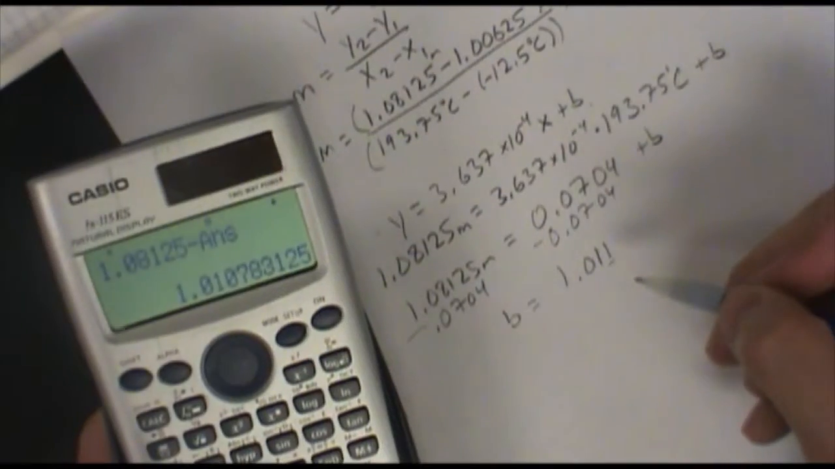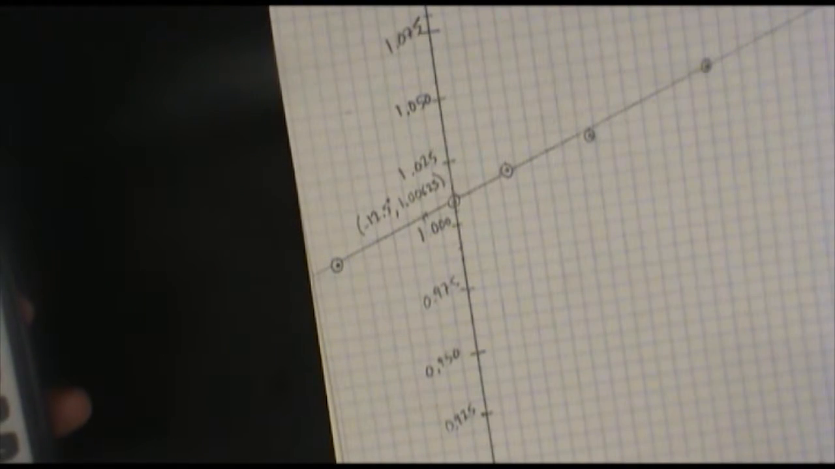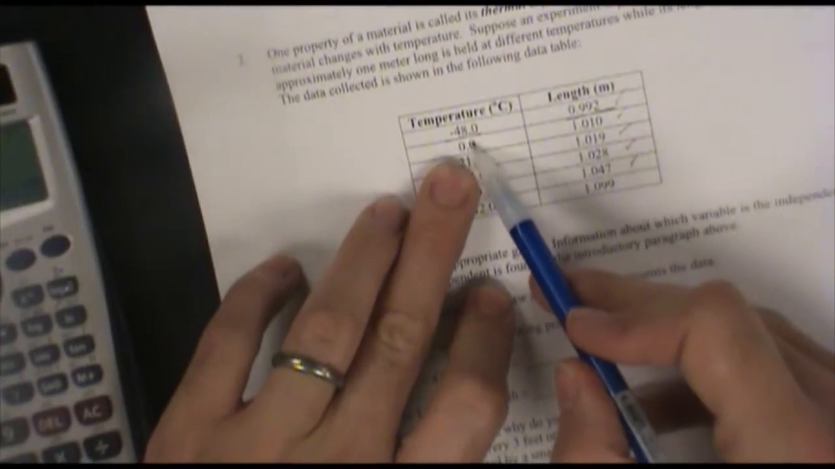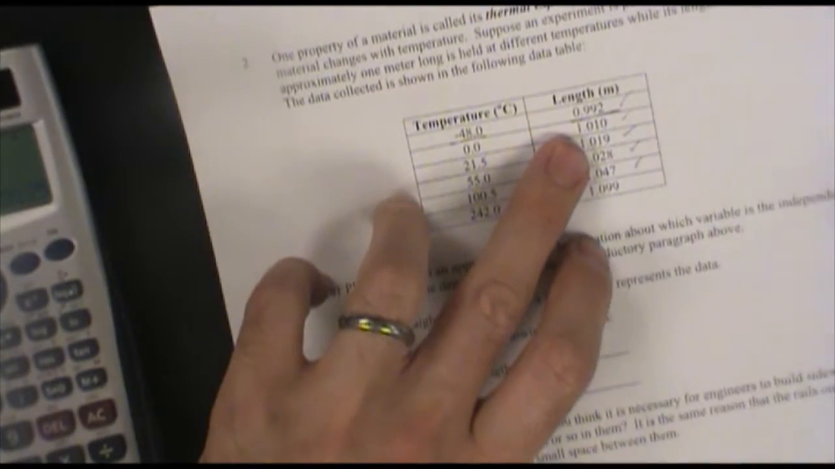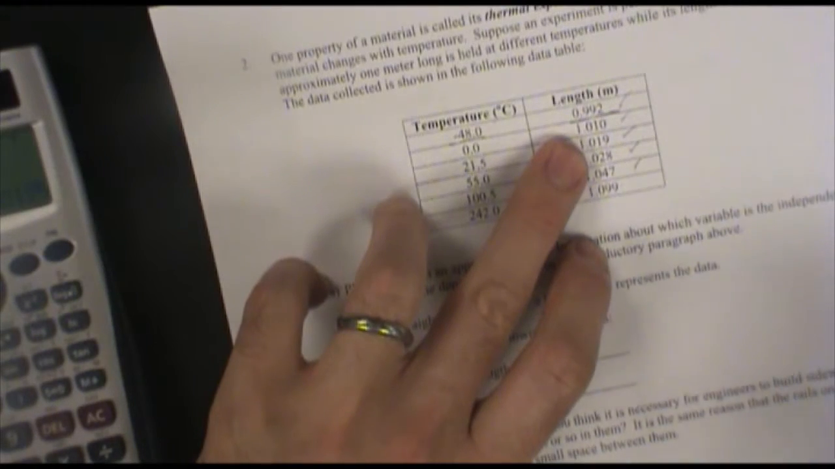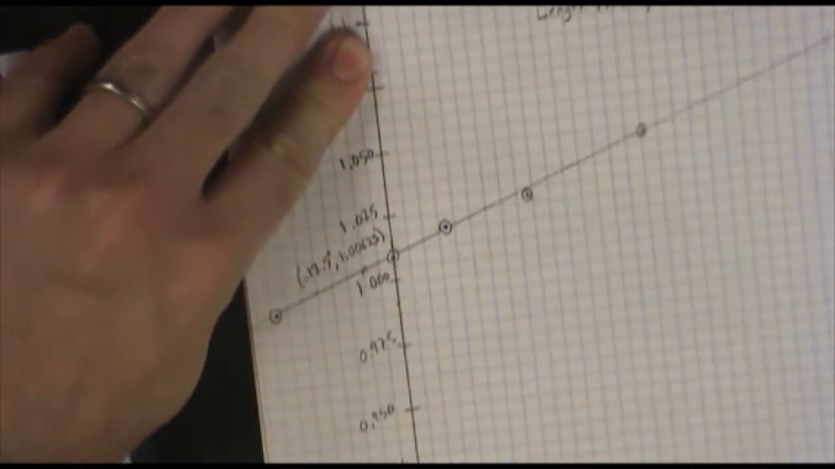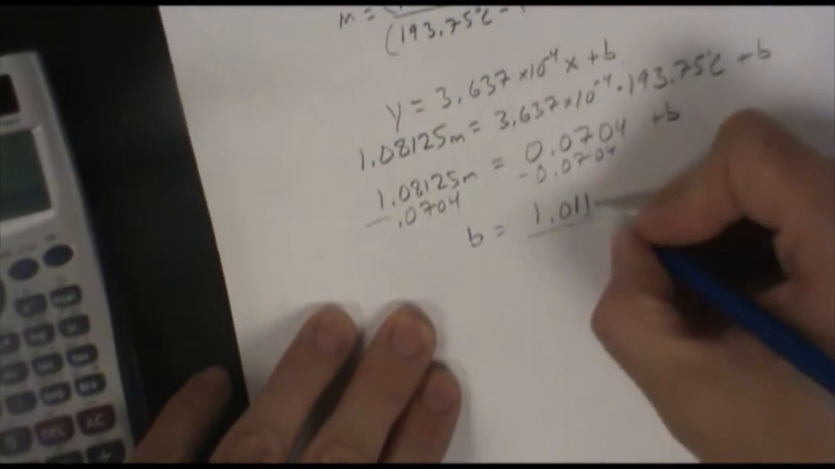I give a glance over at my graph. I'm going to glance over and say, look, does this make sense? Yes, actually it does. And looking at my data table, I actually have a 0 point. According to my data table, at 0 degrees C, my length should be 1.01. I'm only off by 0.001, which is a very small error. Okay, so I feel like I'm confident.